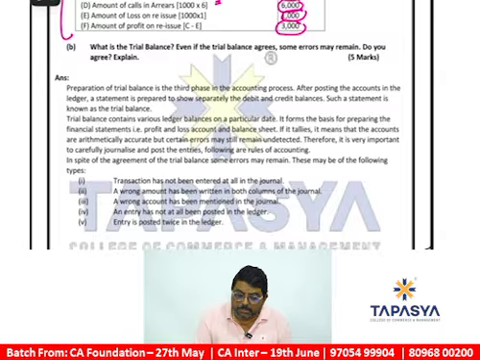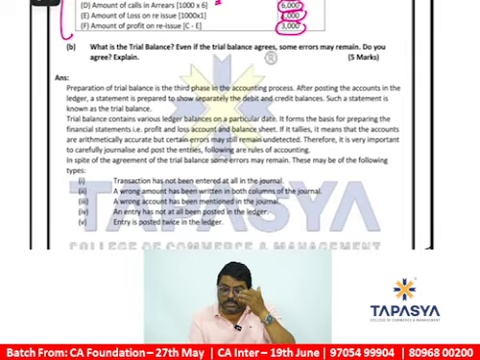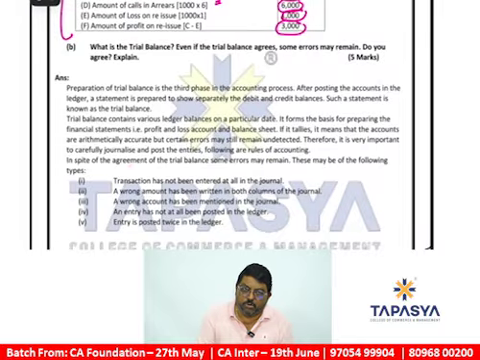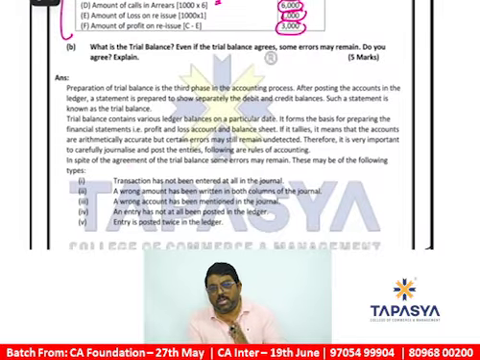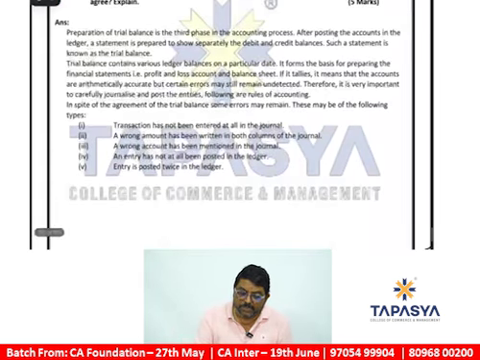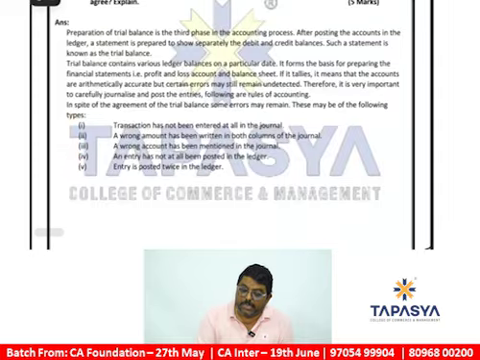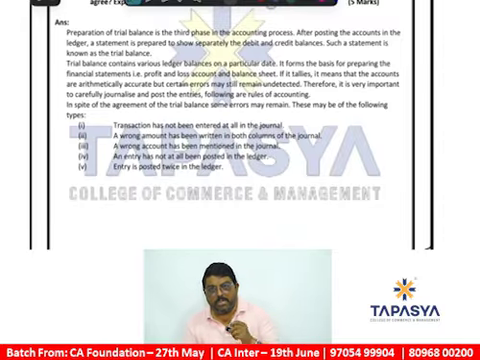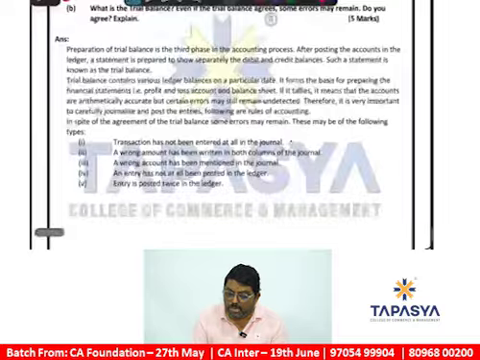If it tallies, it means it is arithmetically accurate. It does not mean that all the errors are corrected. Still there may be some undetected errors. Therefore it is very important to be very careful while journalizing and while posting. Even though the trial balance is tallied, you can't say everything is correct. There are some possibilities which may not disturb the trial balance, but there are errors. Example: a transaction has not been entered in the journal.